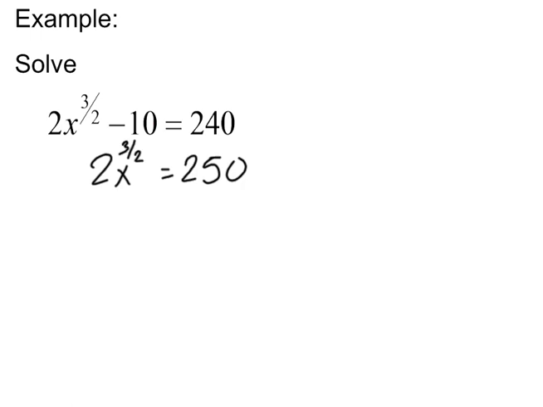Now you might want to, at this point, turn the fraction exponent into your root and your power, but do know that that is only attached to the x. It is not attached to the 2, otherwise there'd be parentheses around the 2 and the x. So at this point, before we can get to the exponent, we're going to need to get rid of the 2 by dividing by it. And this is what I get.